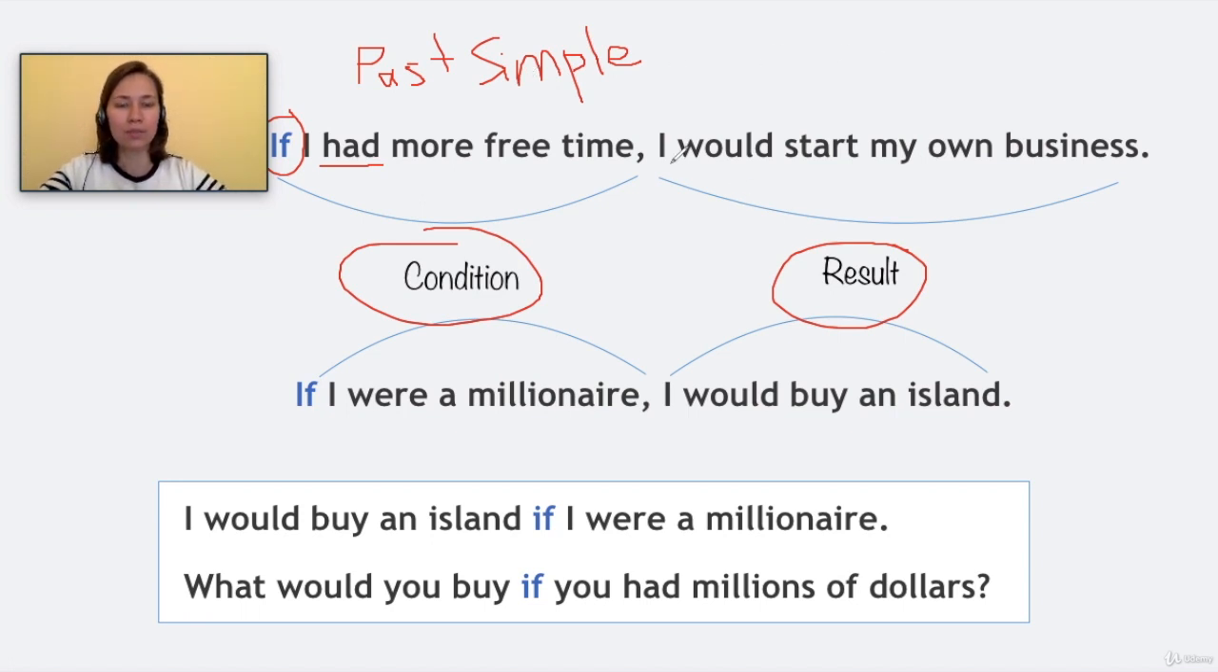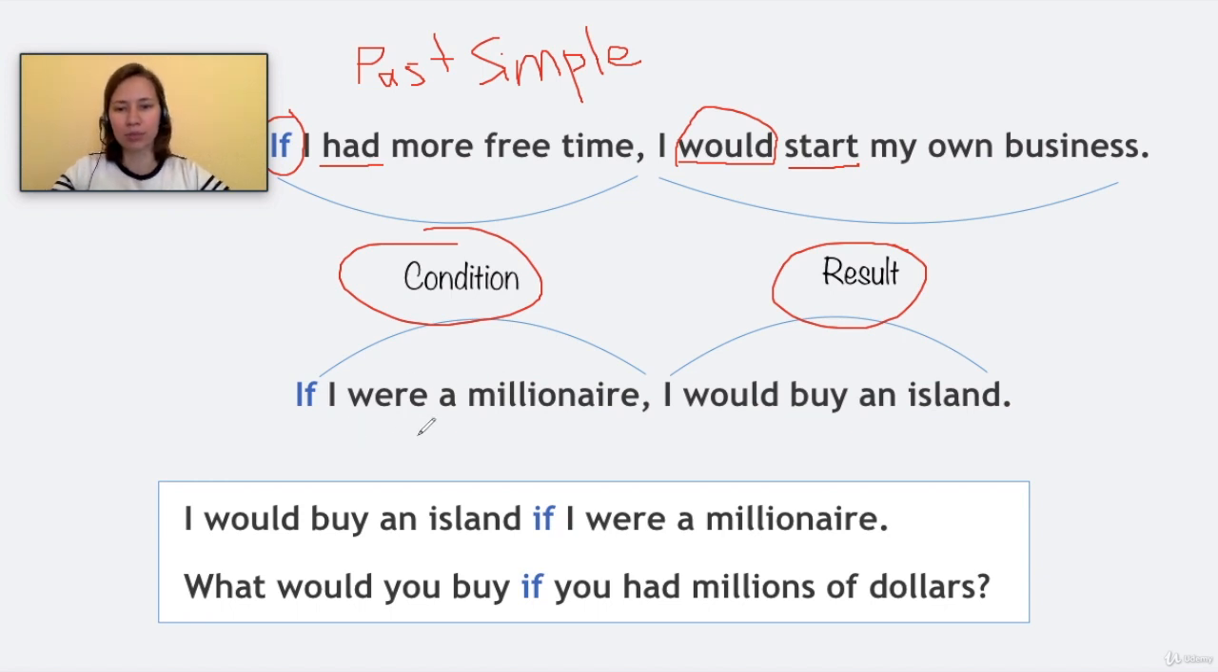And in the result, you use the word would. And after would, you always use an infinitive. Pay attention that this infinitive is used as it is. You don't add to. You don't say to start, right? I would start my own business.